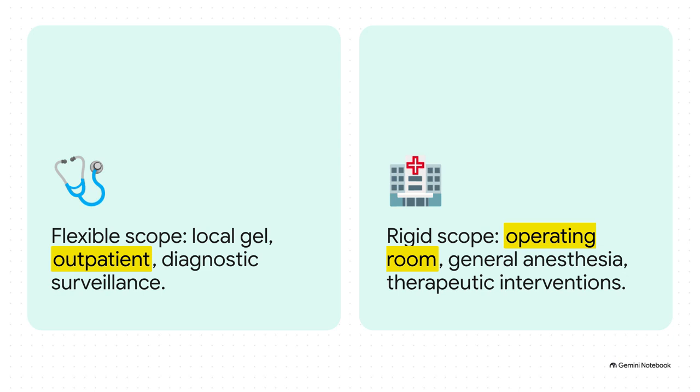The choice of scope is totally driven by the patient's needs and the clinical setting. A flexible scope, that's all about patient comfort. It's usually done in an outpatient clinic with just a little local anesthetic gel, perfect for diagnostic surveillance like checking out gross hematuria or recurrent UTIs. A rigid scope, though, really means business. Because it's straight metal, it usually requires regional or general anesthesia in a proper operating room. It has larger working channels, meaning the surgeon can actually pass instruments through it to perform therapeutic interventions, things like taking a biopsy or stopping active bleeding.